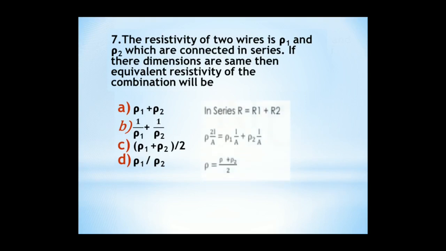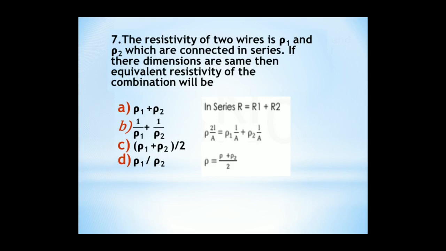We know that in series R is equals to R1 plus R2. From the relation of R, we know that R is equals to rho into L by A. In the given question, we have R is equals to rho 2L by A. As in series two resistors are added, so their lengths are also added. We will have 2L.